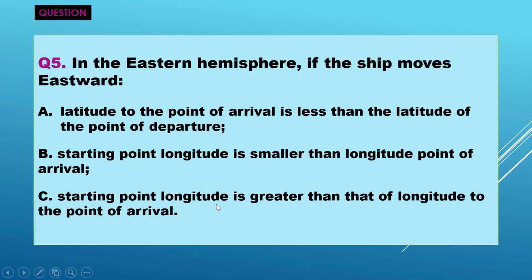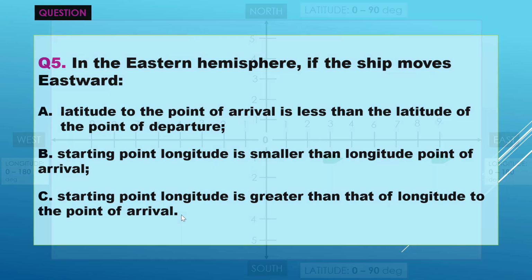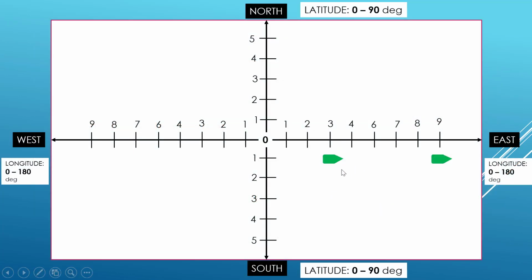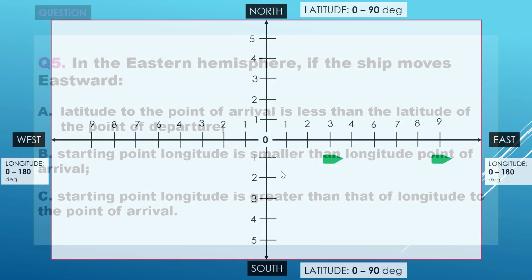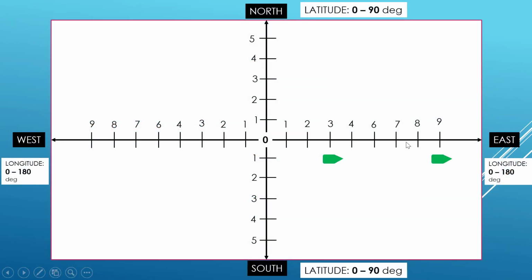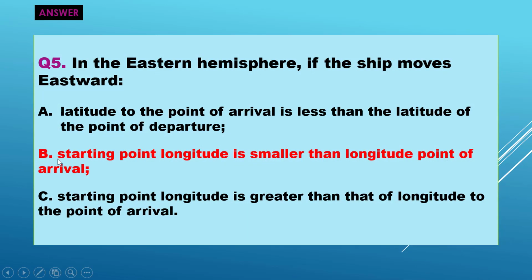Then C. Starting point longitude is greater than that of longitude to the point of arrival, which is false. Starting point longitude is not greater than the longitude of arrival point. So our correct answer to this question will be B. Starting point longitude is smaller than longitude point of arrival.